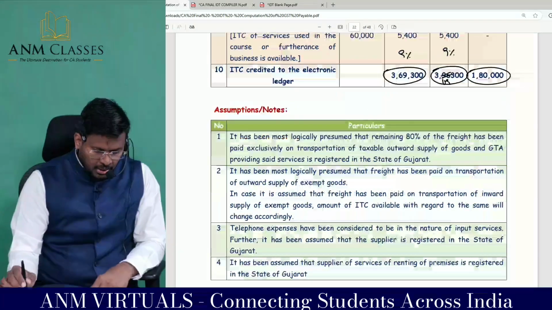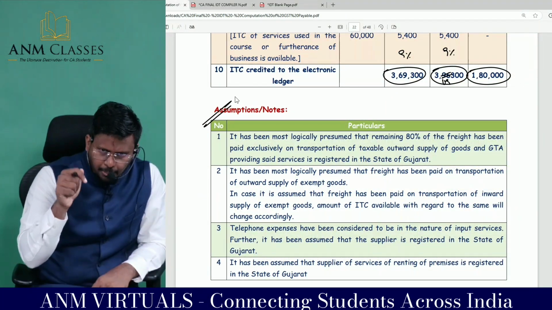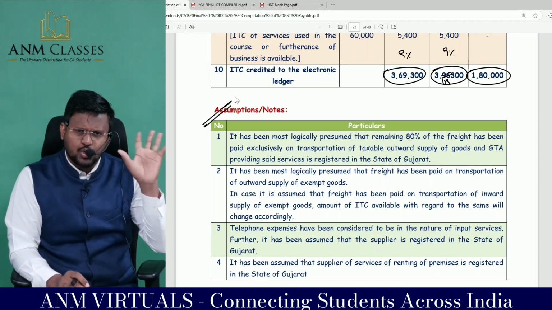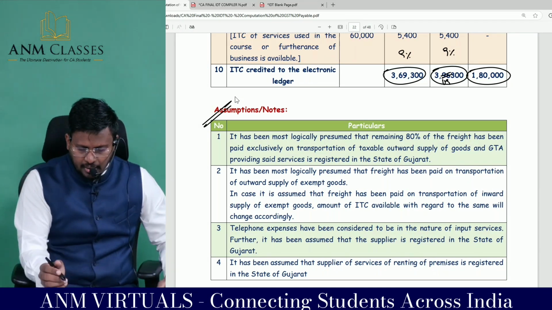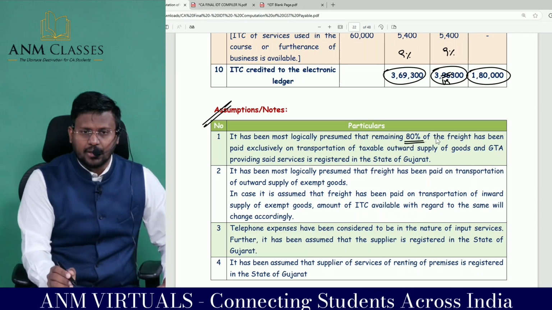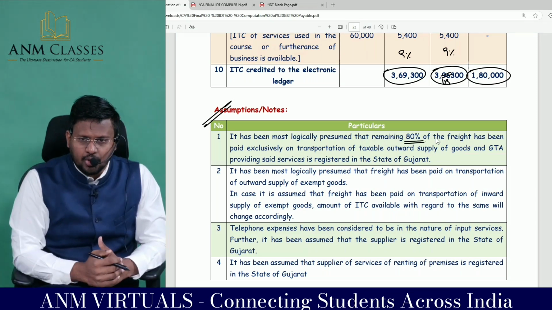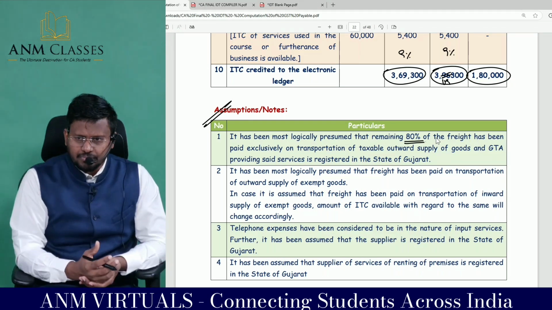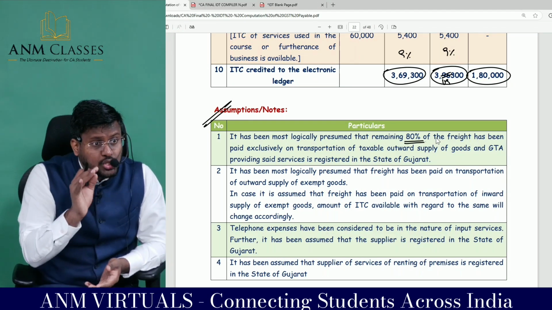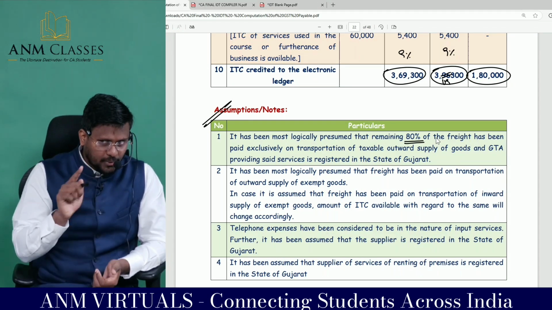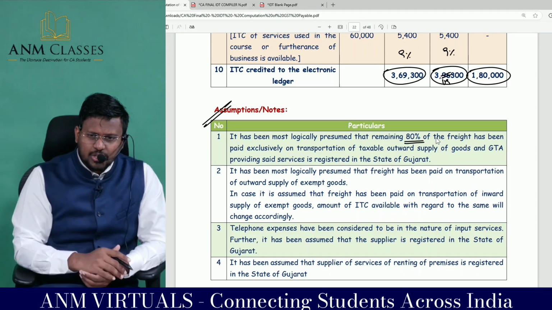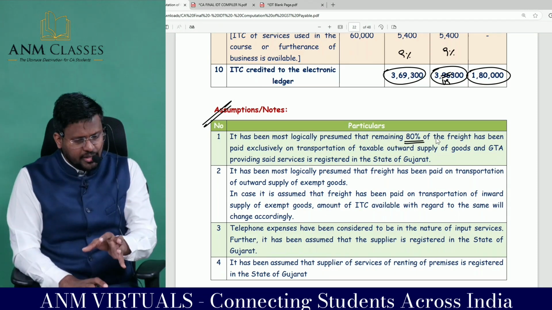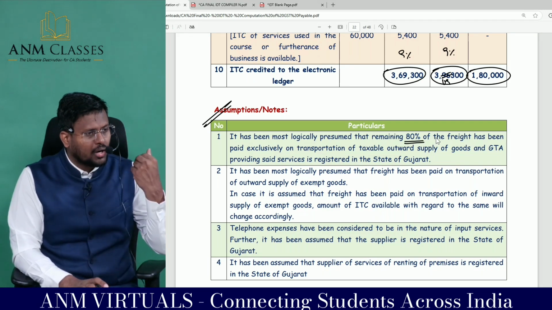Right. Assumptions or notes are a very important part of the question. It has been logically presumed that, we have assumed that the remaining 80% of the freight, because freight has been classified into how many categories? Two categories, 20% and 80%. That 20% has been used for exempt supply, exclusively exempt supply. That is very important. Since it has been used exclusively for exempt supply, the credit attributable to that 20% we have not taken as ITC at all.